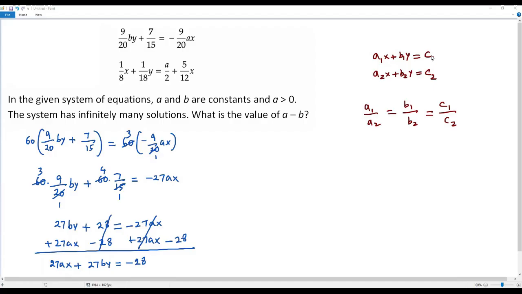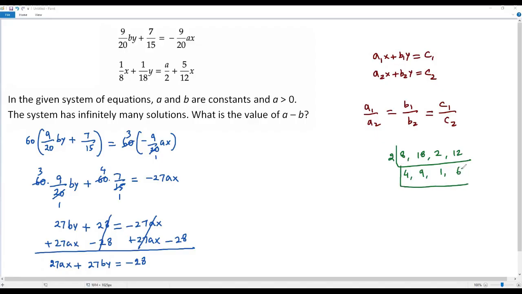Now let's get rid of the fractions in the second equation. For that, we have to get the least common multiple of the denominators we have over here. First let me get the least common multiple for 8, 18, 2, and 12. Here for all these four numbers, we have the greatest common divisor 2, so we can divide by 2. When I divide 8 by 2, I am getting 4. Here 18 divided by 2 is 9. 2 divided by 2 is 1. And 12 divided by 2 is 6.